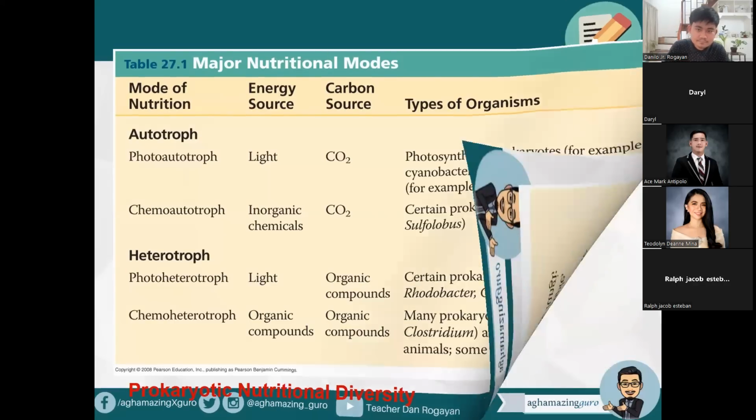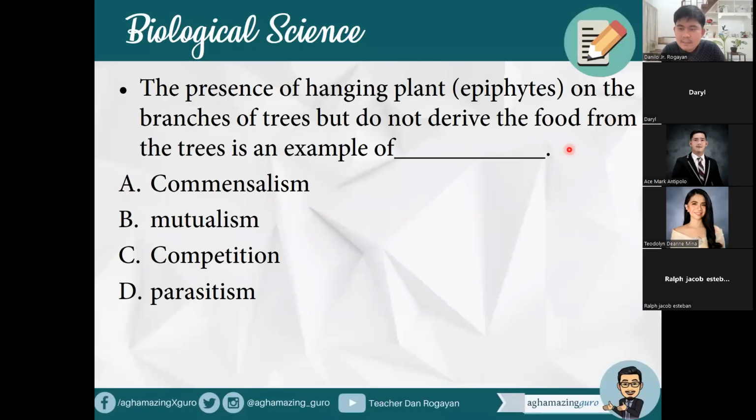Okay? So next. The presence of hanging plants or epiphytes, I mentioned this I think before, on the branches of trees but do not derive food from the trees, is an example of blank. A, commensalism. B, mutualism. C, competition. D, parasitism. Ano yan? Yung mga epiphytes na naka-attach sa mga puno, yung mga brown na yon. Okay, we call it, yes, that's correct. I can see a lot of A's. Correct kayong lahat. Commensalism.